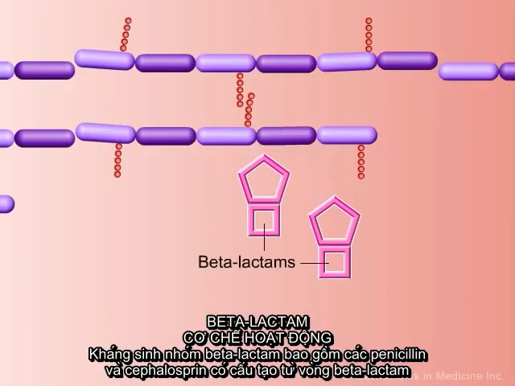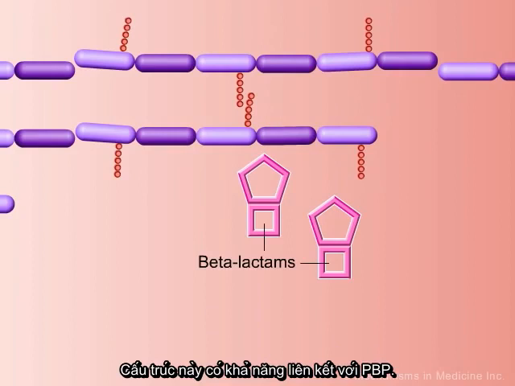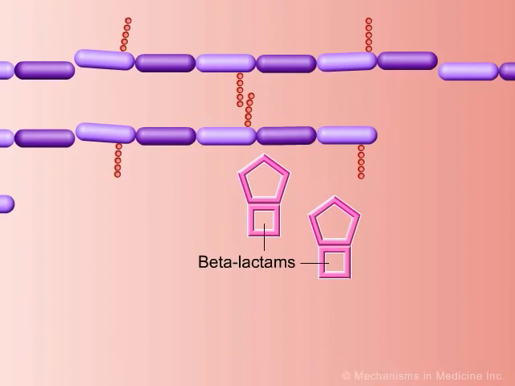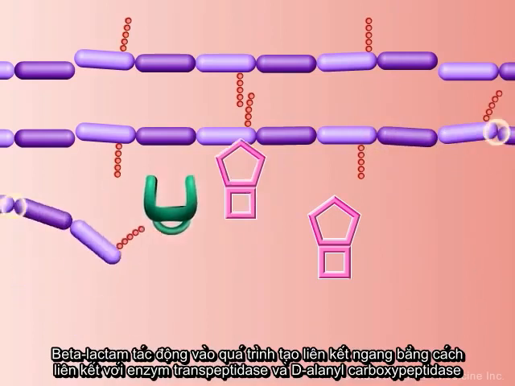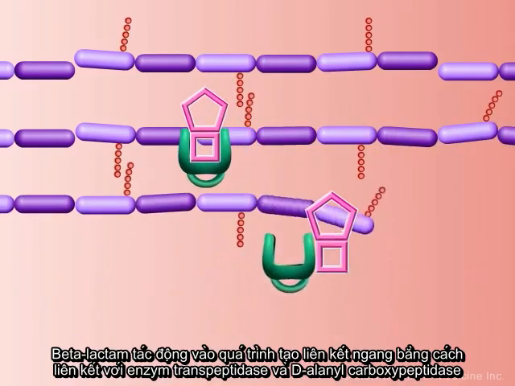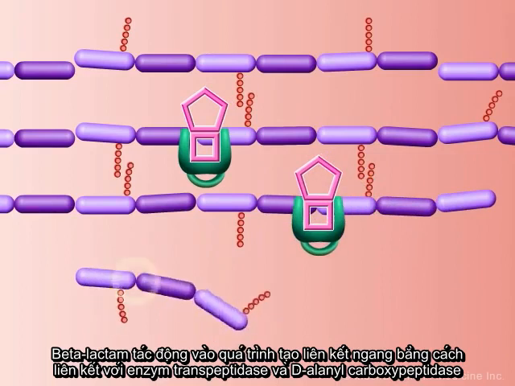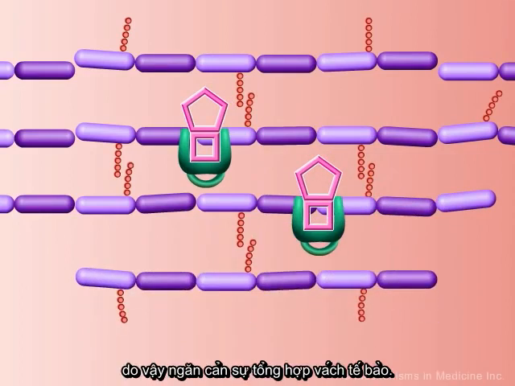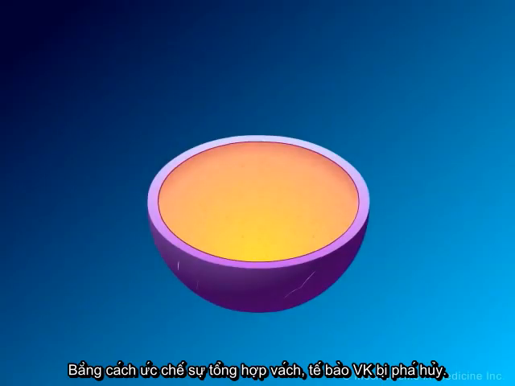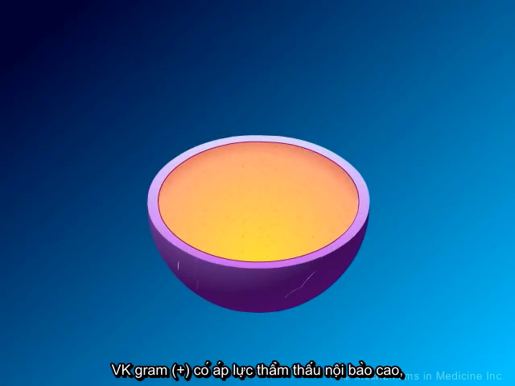Beta-lactam antibiotics include all penicillins and cephalosporins that contain a chemical structure called a beta-lactam ring. This structure is capable of binding to the enzymes that cross-link peptidoglycans. Beta-lactams interfere with cross-linking by binding to transpeptidase and D-alanine carboxypeptidase enzymes, thus preventing bacterial cell wall synthesis. By inhibiting cell wall synthesis, the bacterial cell is damaged.